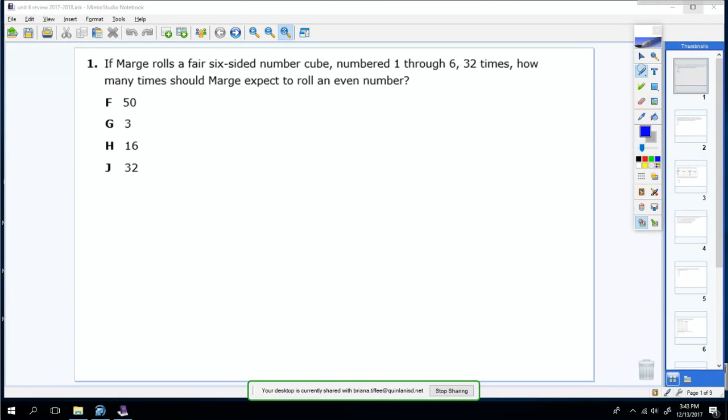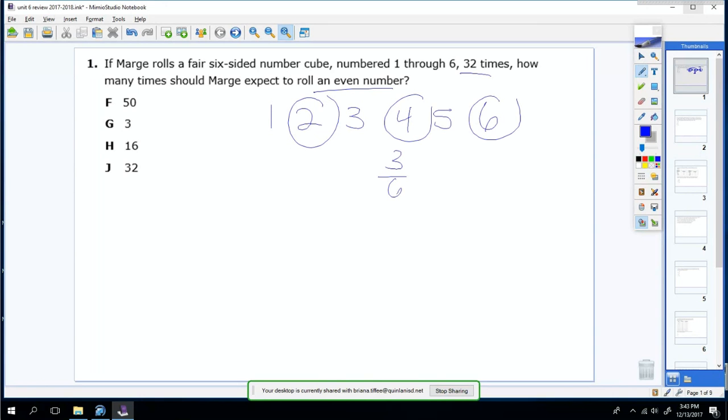So very first problem. If Marge rolls a fair-sided number cube, number 1 through 6, 32 times, how many times should Marge expect to roll an even number? Well, first off, list it out. 1, 2, 3, 4, 5, 6. So circle all your evens: 2, 4, 6. So you have 3 out of 6, which is 1/2. So I should expect half the time.